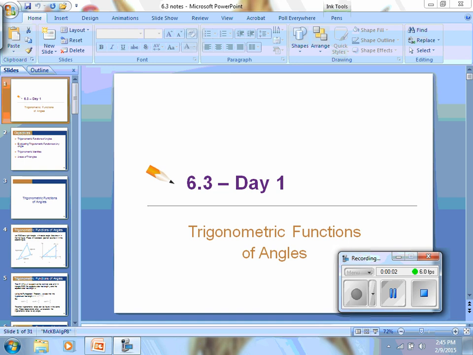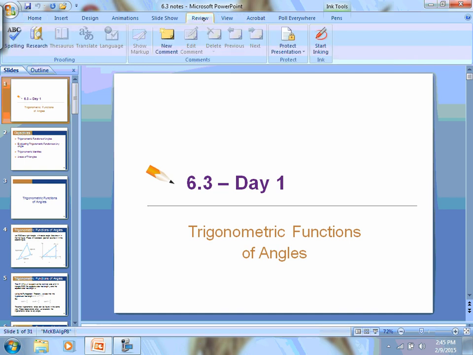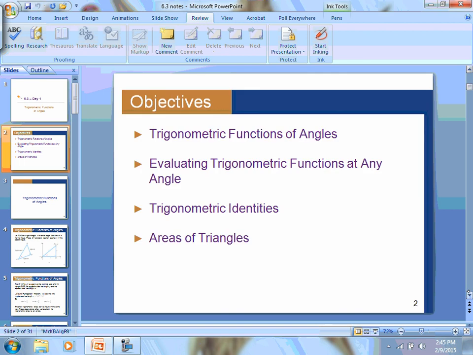Welcome to Mrs. Miller's notes for her pre-calculus class. These are the notes for section 6.3, day 1, entitled Trigonometric Functions of Angles.